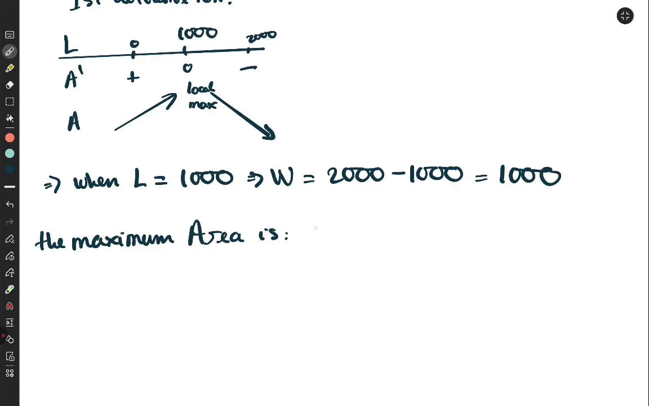So the area is length times width, 10 to the power 6 feet square. Instead of writing 1,000,000, 10 to 6. Okay, that would be the feet. This one will be the feet. If you're keen on the unit.